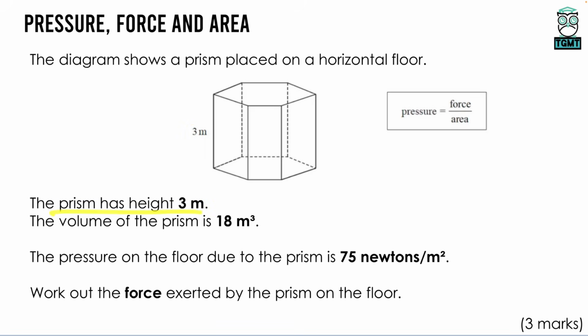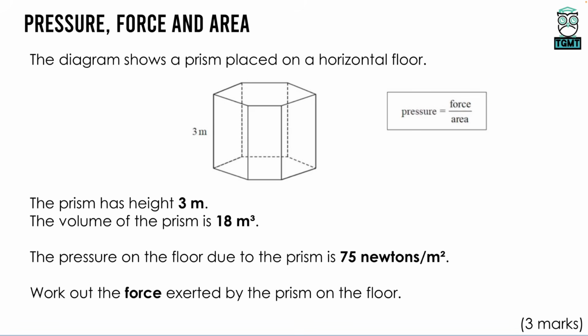It says the prism has a height of 3. The volume of the prism is 18 meters cubed. It says the pressure on the floor due to the prism is 75 newtons per meter squared. Work out the force exerted by the prism on the floor.